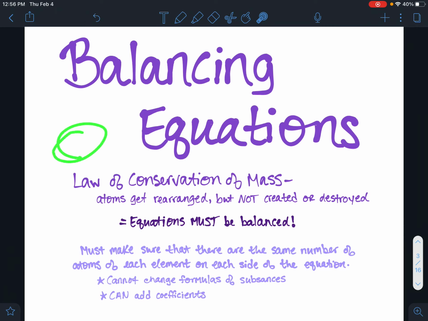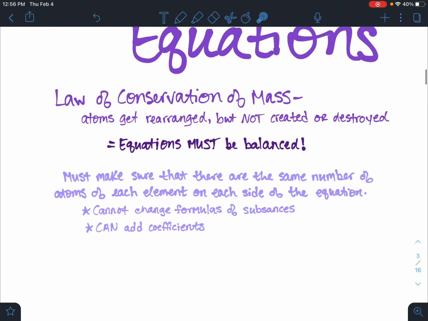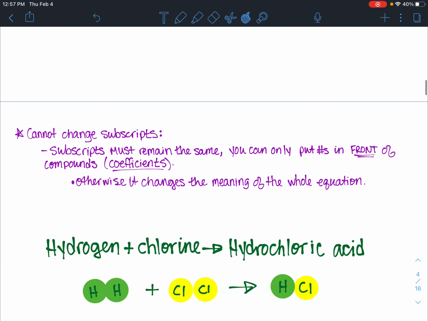However many atoms of one element that you have in your reactants, you have to have in your products somewhere, even if it has different partners. So a couple things. We need to make sure that there are the same number of atoms of each element on each side of the equation. How we do this is we add coefficients. Sometimes we'll get the urge to change the formulas, but we cannot change formulas of the substances. We can only change these things called coefficients. We're going to work through a few examples with some visuals here.